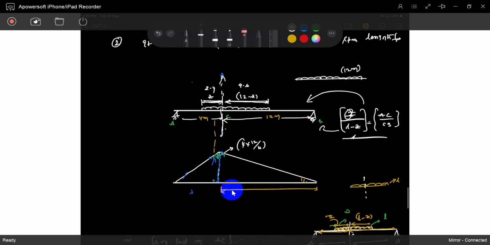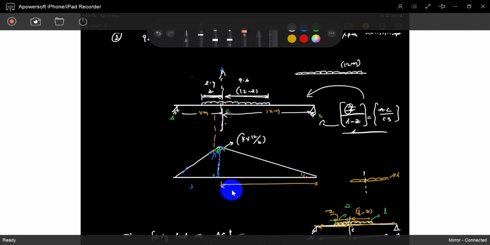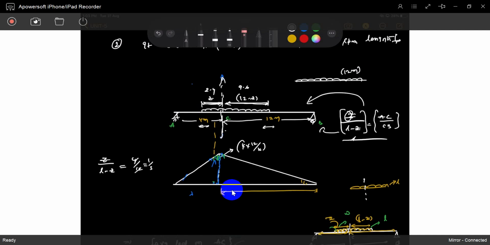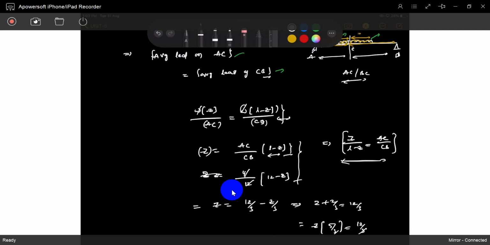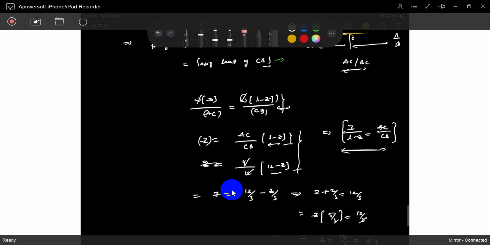So now we can place it. We placed it. Now we can check. Z by L minus Z is 4 by 12, which is 1 by 3. Is 2.4 divided by 9.6 also 1 by 3? No. So somewhere something is going wrong. 12 by Z, 4 by 12, 1 by 3. So 12 by 3 minus Z by 3.